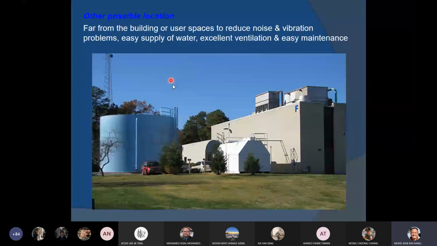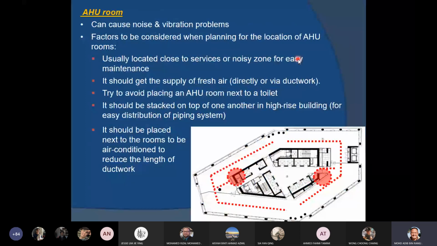So other possible locations, depending on the type of development, the type of building: you can put the refrigeration plant far away from the building or user spaces so that you can reduce the noise and vibration, with easy supply of water, excellent ventilation, and easy maintenance. AHU room also can cause noise and vibration problem. So factors to be considered when planning for AHU room.